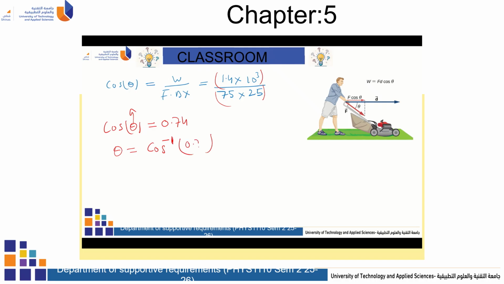And here I will put the value, this is 0.75, and if I calculate it in my calculator, how much am I getting? I am getting the value of 41.6 degrees. So this is your answer. The angle between the force and the horizontal is 41.6 degrees. So this is our answer.